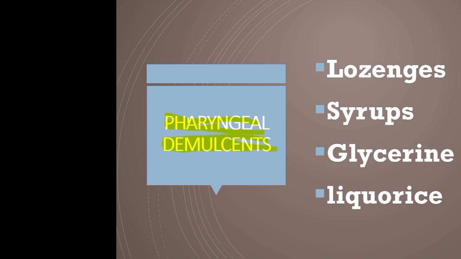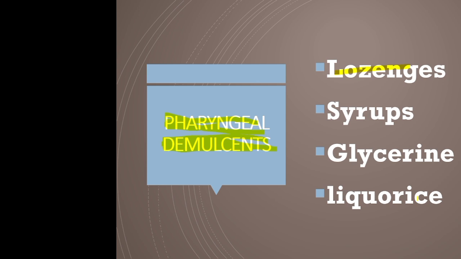The examples of drugs under the category of pharyngeal demulcents are lozenges, syrups, glycerin, and licorice. These are the four types of drugs under this category. The natural ingredients used in pharyngeal demulcents are honey, syrup, and pectin. And what is their duration of action in the body? They mostly relieve cough within half an hour. This is the duration of action of the pharyngeal demulcents.